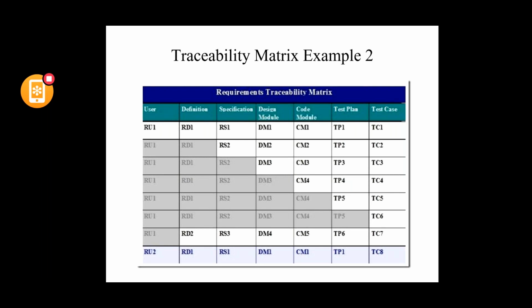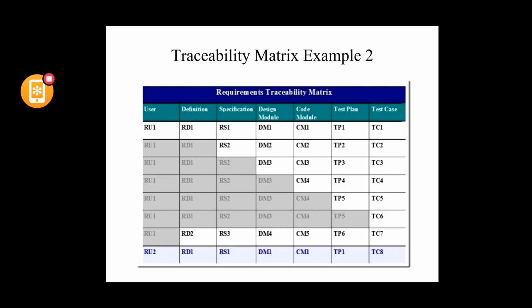So that means RS2 has four test scenarios: TP2, TP3, TP4, and TP5. And subsequently, you have 5 test cases: TC2, TC3, TC4, TC5, and TC6. So that way, when you talk about the traceability matrix, you have this connectivity.